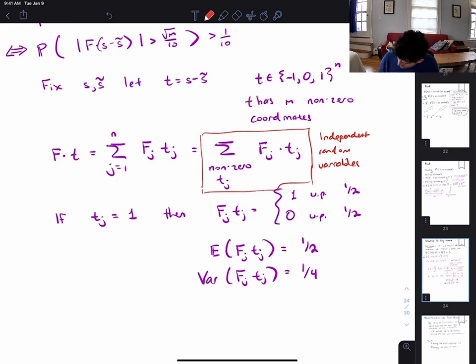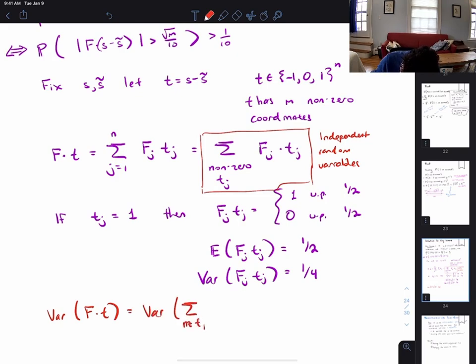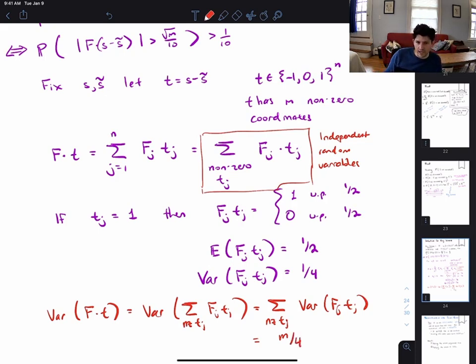So first of all, let's note that the variance of f dot t equals the variance of the sum over the non-zero tj of fj tj. And because they're independent, that's the sum over the non-zero tj of the variance of fj tj. And that is m over 4. So the variance of this random variable is going to be m over 4. We don't actually know its mean because it depends on whether the tj's are +1 or -1. But the important thing is that the variance is m over 4.